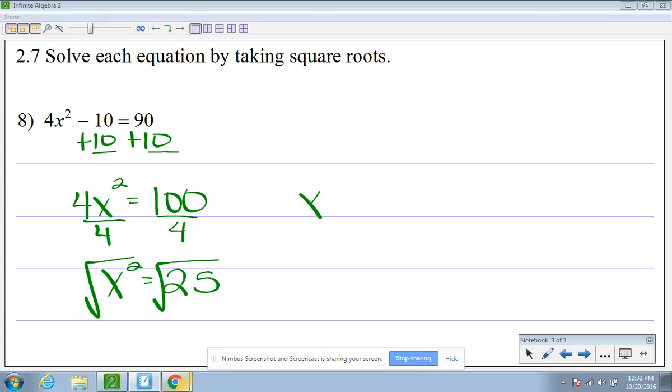This time we can actually take the square root of 25 and get 5. So we don't have to worry about simplifying our radical. We're just going to go ahead and take the square root.